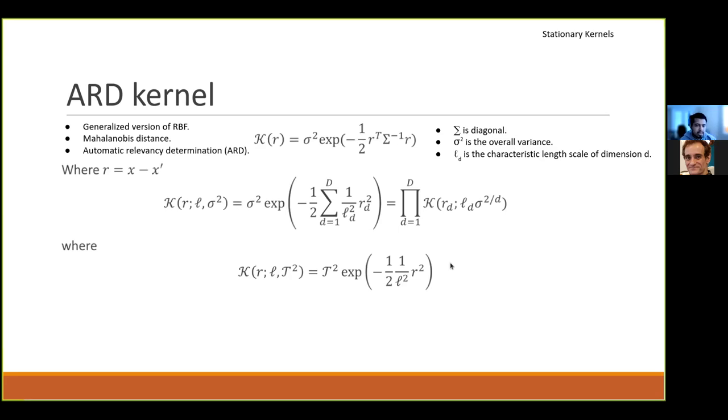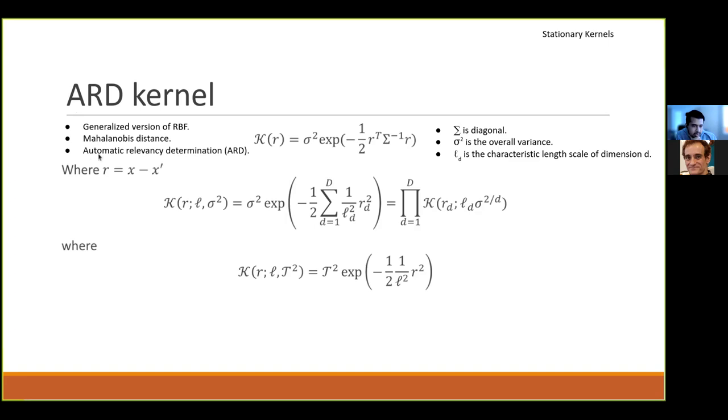Okay, so there is this ARD kernel. This is also a stationary kernel. It is a generalized version of RBF. If we want to remember RBF, we would imagine an exponential function, such as this one. Now this ARD kernel is a generalized version of RBF. RBF uses the squared distance, while in ARD we use the Mahalanobis distance, which is a generalized form of that distance.